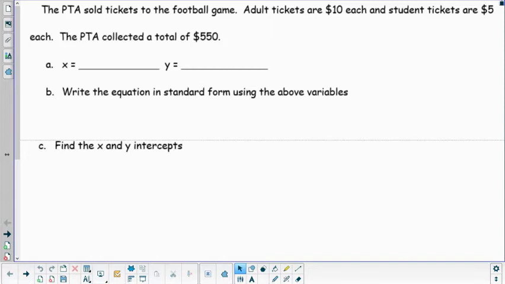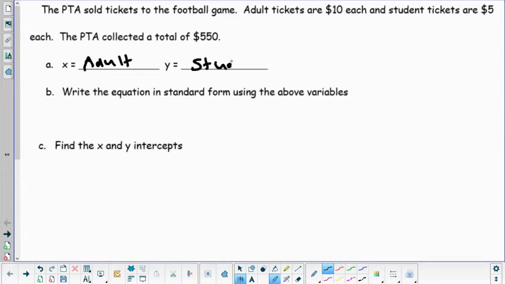Okay, so the first thing we want to do is identify what our x and y variables are. So what's being compared in this problem? We're talking about adult tickets and student tickets. And I like to go in order of the problem. So since adult tickets appears first, I'm going to make the x our adult tickets. And I'm going to make our student tickets y.